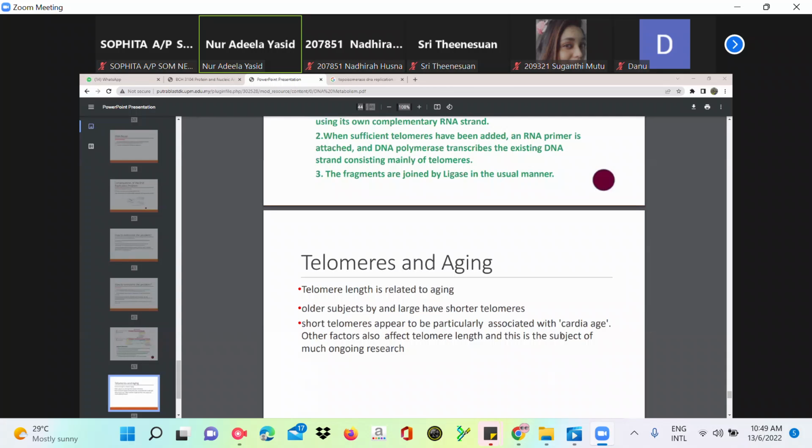And you also can try to look at the association of telomere with cancer. Okay, nampak tak the importance of telomere? Telomere with aging, with cancer, and also with DNA replication. Because we know that replication is very important for maintaining our genetic information.